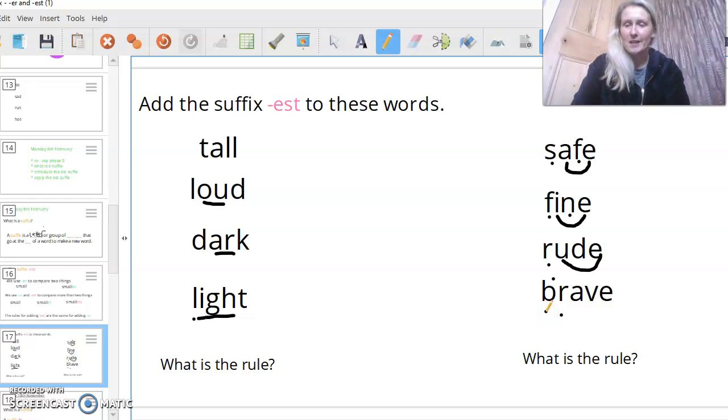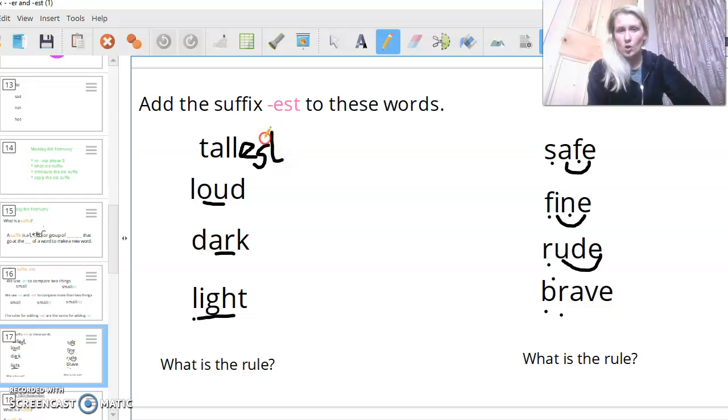So we're going to add the est suffix to these words, but first of all we need to think of the rules that we had with the suffix, didn't we? Okay, so here we've got the word tall, and it's got two L's. So it's already got two consonants together. If it's got two together, we can just add the est. Tall, tallest.